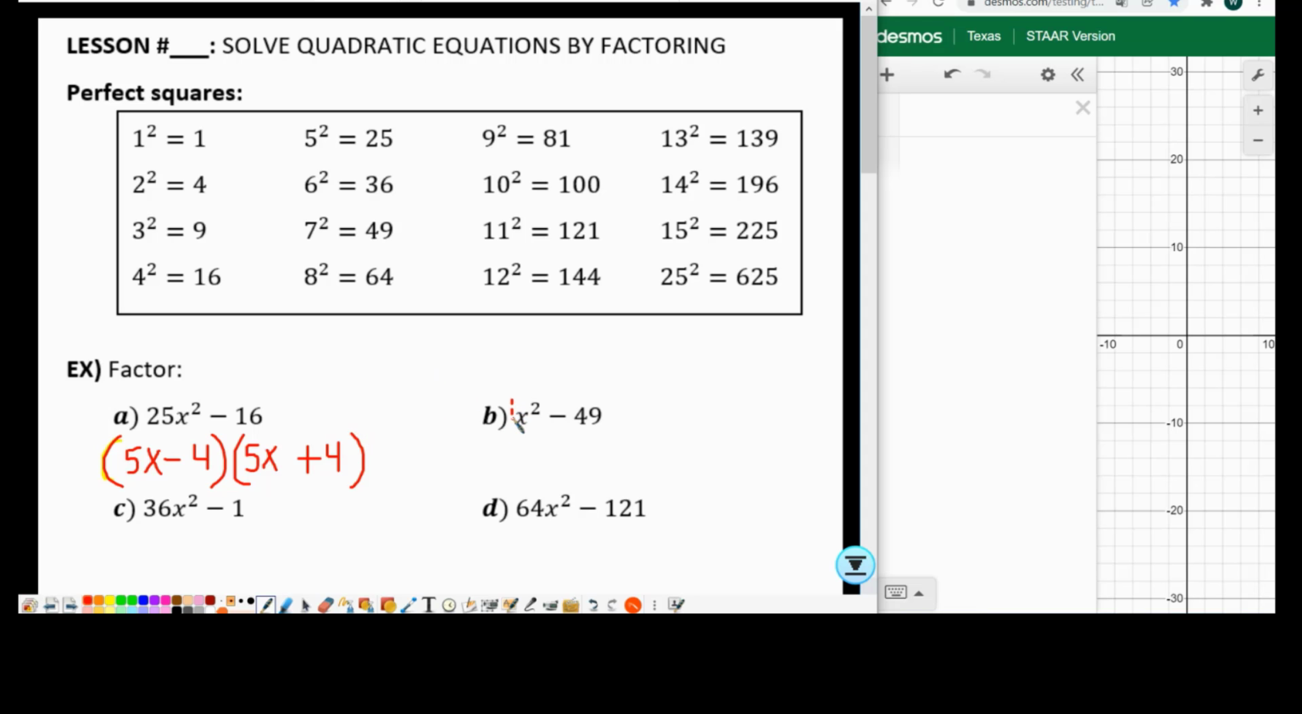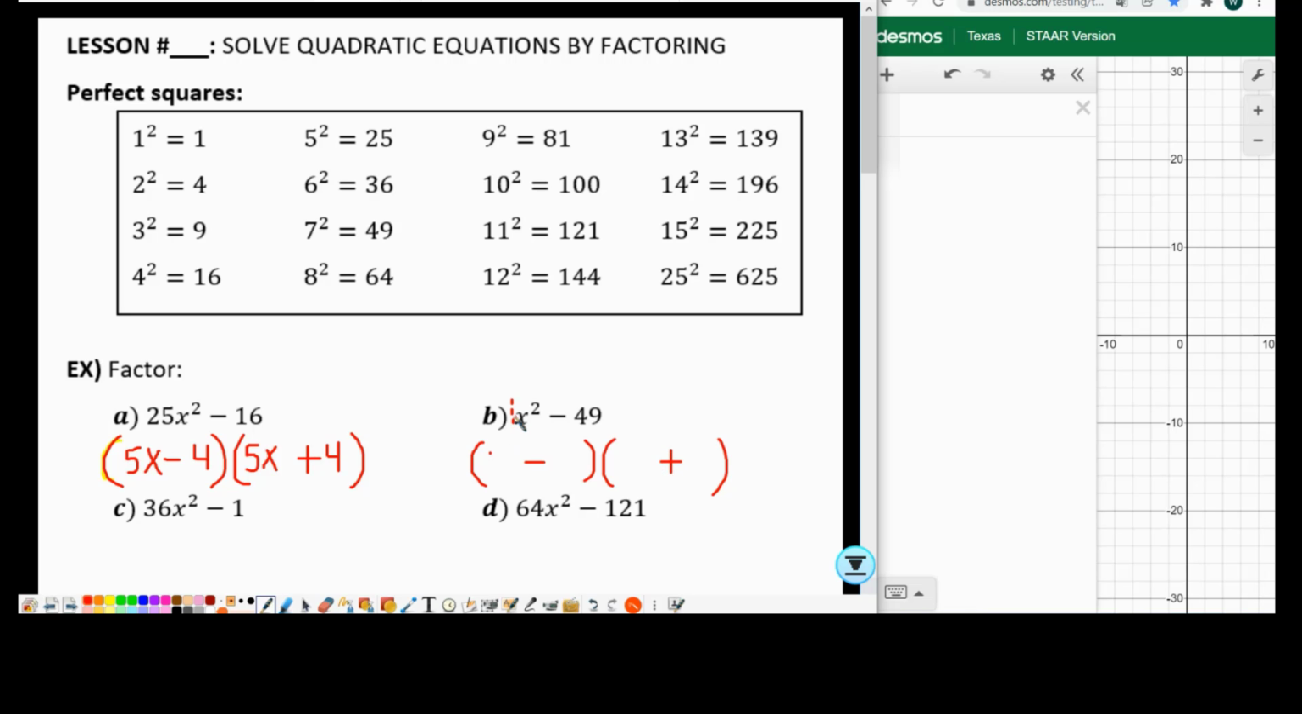Right here, I notice that this is a perfect square because this is a 1. And on the end, I have 49, so it's also a perfect square. So I go ahead and open parentheses. And the other reason that it works is because it has a negative right there. So you know that you're going to put a minus and a positive right there.